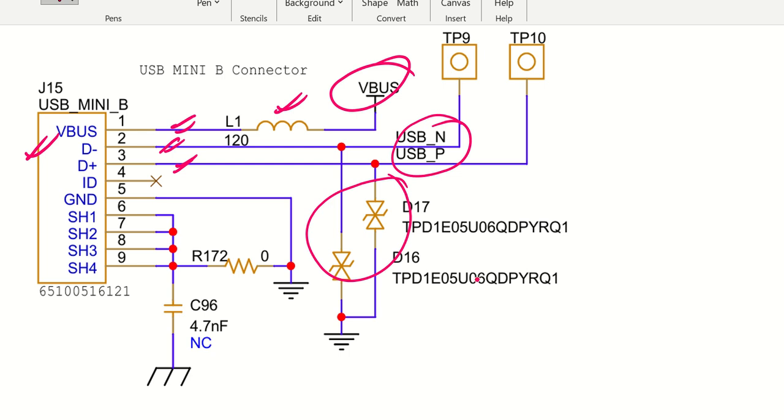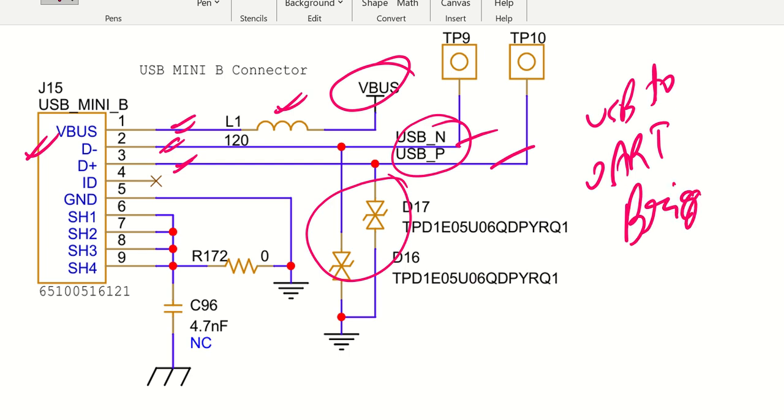If you wish to, you can refer to my previous video. In that, you can connect these two to your USB to UART bridge. This USB to UART bridge will help you send your data from the microcontroller to your PC very easily.